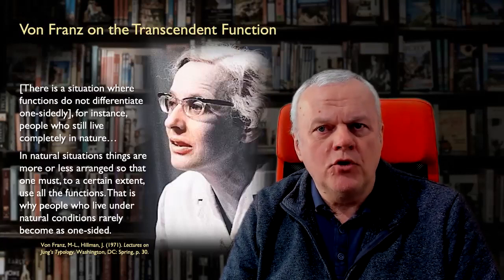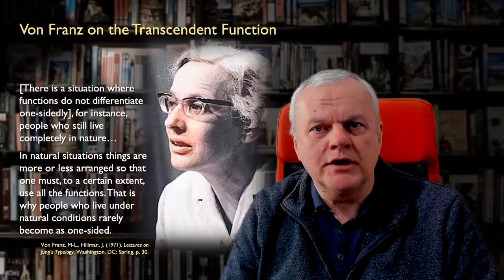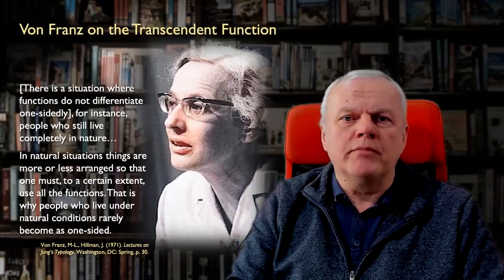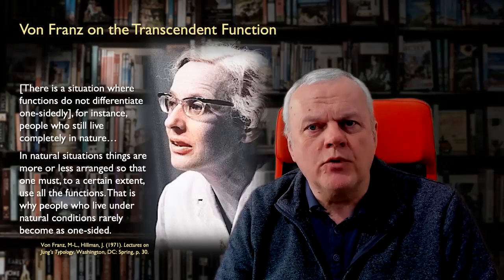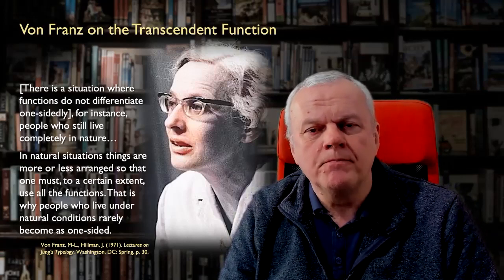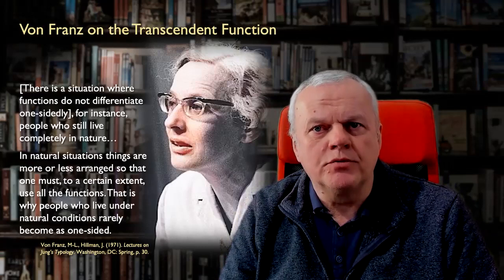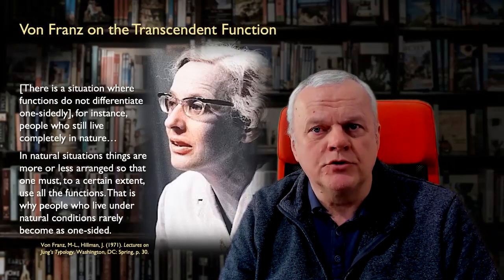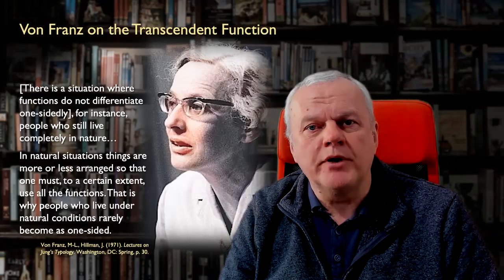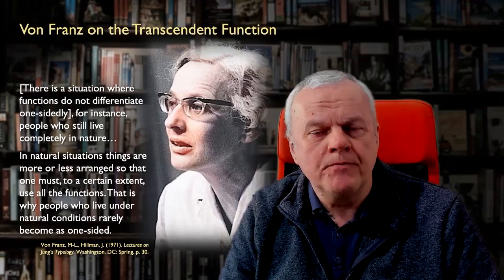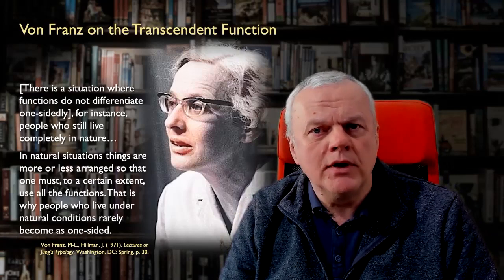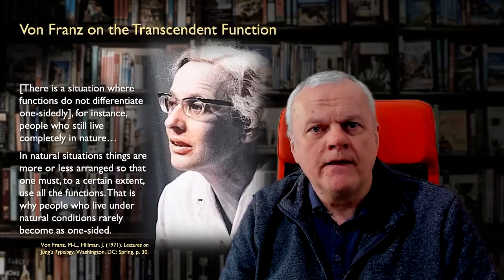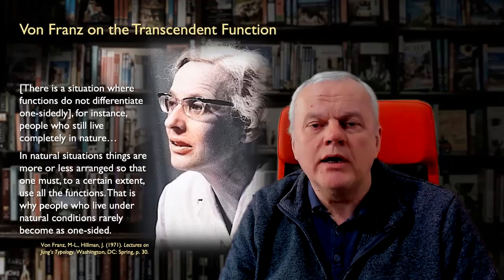Marie-Louise von Franz tells us more about the transcendent function in her lectures on typology and in the Q&As afterwards. She makes one point that seems directly relevant to Nelson Mandela. She was asked if there was a situation where functions do not differentiate one-sidedly. That's stage 2 in Jung's vertical process of development. She said yes, there is a situation where functions do not differentiate one-sidedly. For instance, people who still live completely in nature. In natural situations, things are more or less arranged so that one must, to a certain extent, use all the functions. That is why people who live under natural conditions rarely become as one-sided.